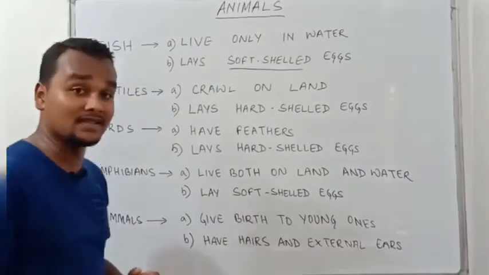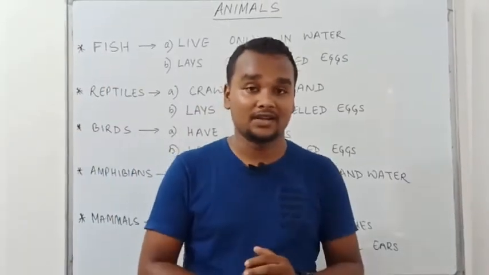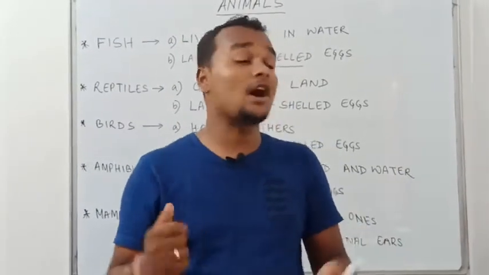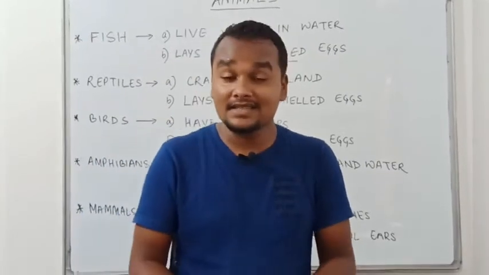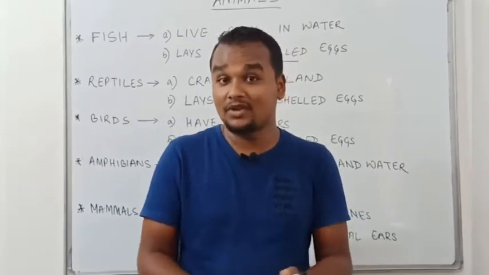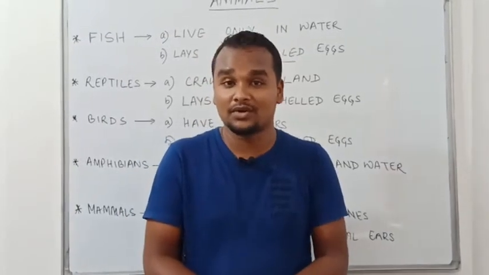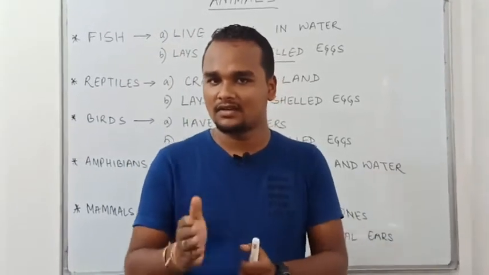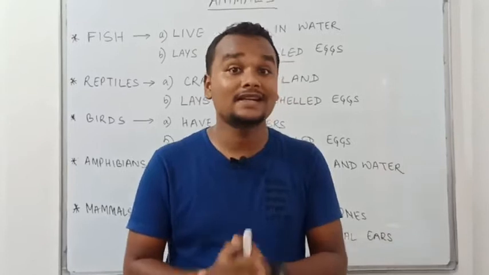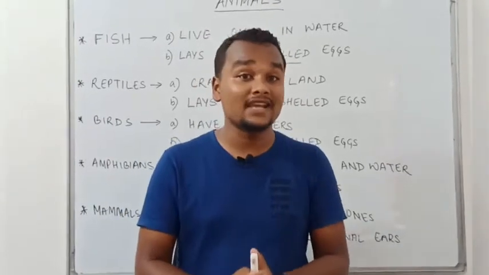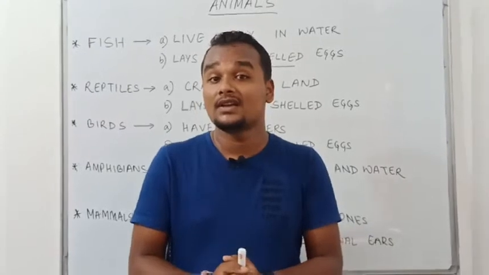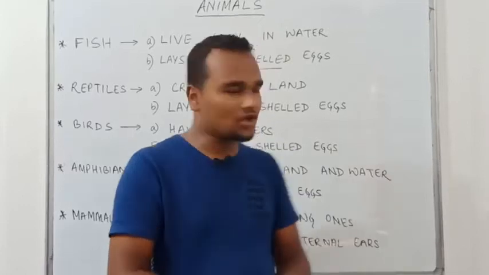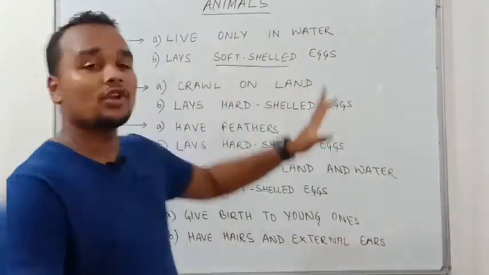Then the next one is reptiles. Now what is the meaning of reptile? Sorry, my question was wrong. I would have asked you, have you seen a reptile or not? Yes, how many of you have seen a reptile? Yes, most of you have seen a reptile, isn't it? An example of a reptile is a snake. Snake is also a reptile, yes or no? So what characteristics can you find after seeing a snake? Can they walk? No. How do the snakes show their movement? They move by crawling on the ground. Is it? So reptiles, they crawl on land.